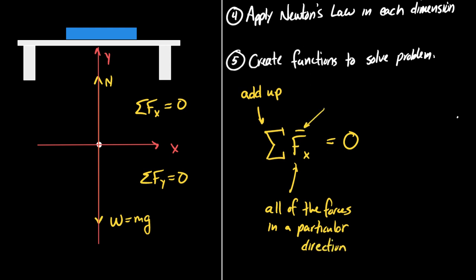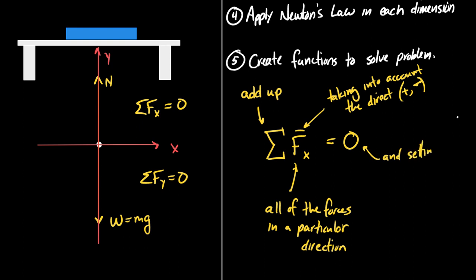That little bar there means taking into account the direction. That means positive or negative. And setting them equal to 0. That's the directions. Add up all of the forces in a particular direction, taking into account the direction, and set them equal to 0.